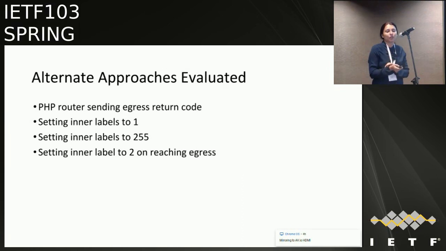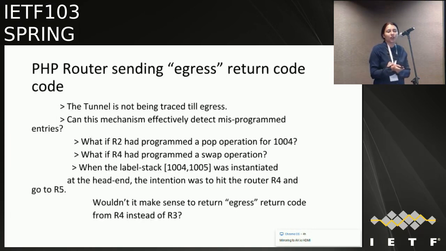Also, it would not detect these kinds of errors where R2 has misprogrammed, or R4 has programmed a swap operation instead of an egress operation. And also, it does not guarantee that the traffic is hitting R4 before it's going to R5. So those are the reasons for which this option was not considered for the solution.